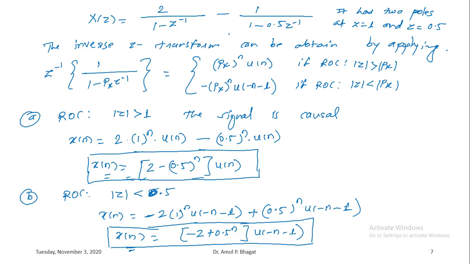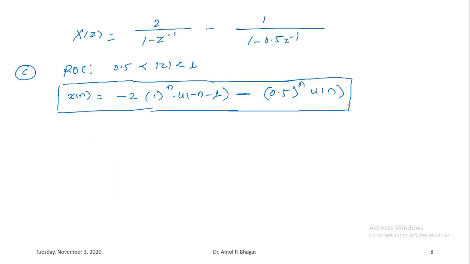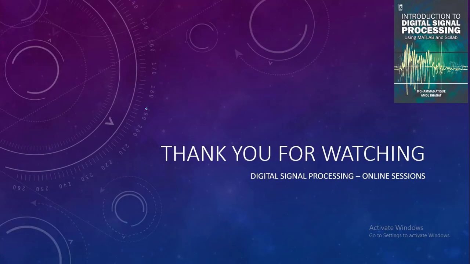And according to that, depending on the ROC condition, we have written the inverse transform x of n of the given x of z. In the next session we'll be discussing some more problems on this partial fraction expansion, okay?